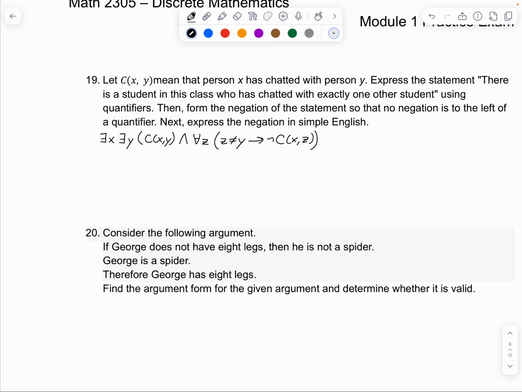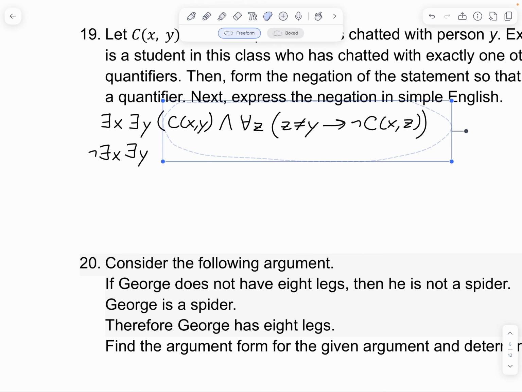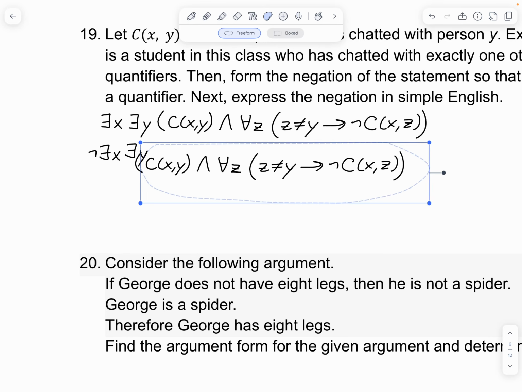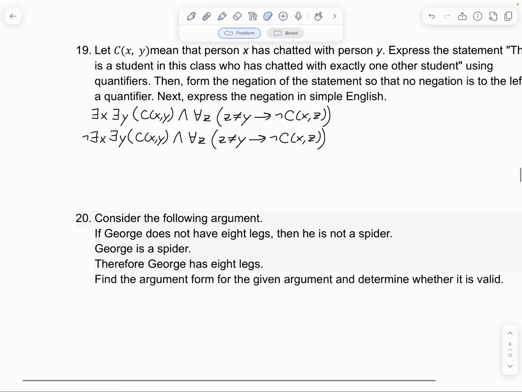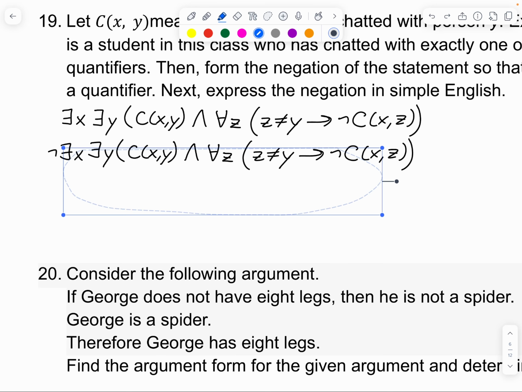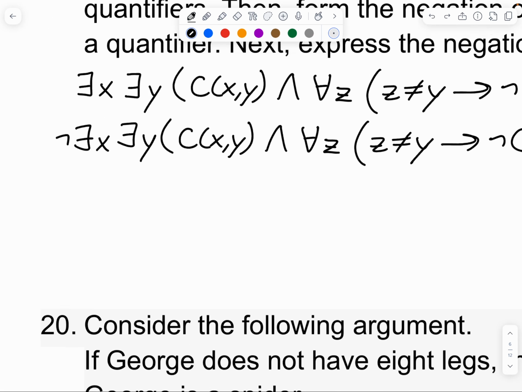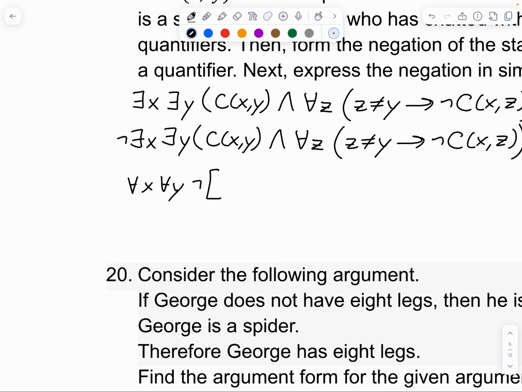Okay, the next thing we're supposed to do is form the negation of the statement. So the negation of the statement is the exact same thing. I'm just going to copy it. Okay, so there's the negation. And then it says, so that no negation is to the left of a quantifier. Okay, so we have 3 quantifiers. The negation is to the left of all of them. So we need to start moving it. The first thing I'm going to do is move it past the exists. And if you remember, that changes it into a for any.